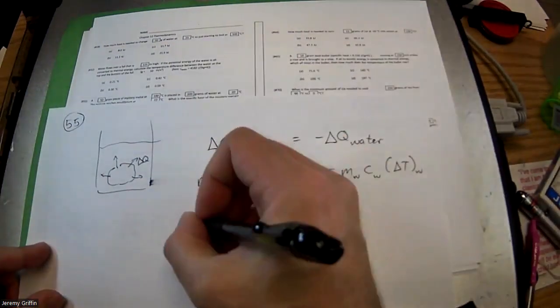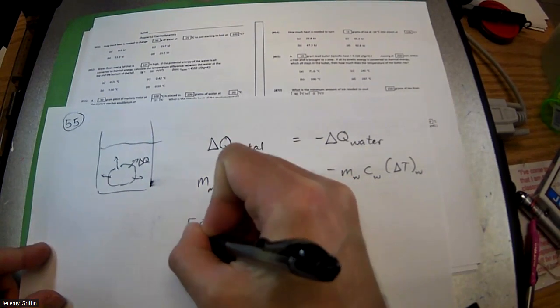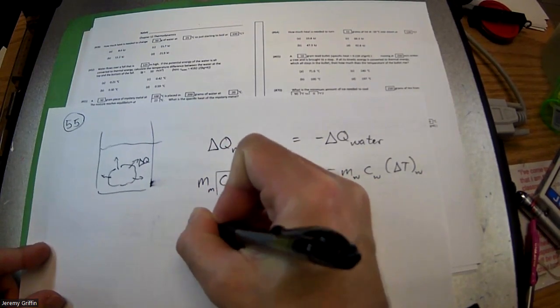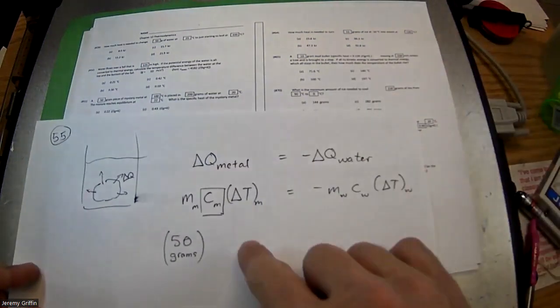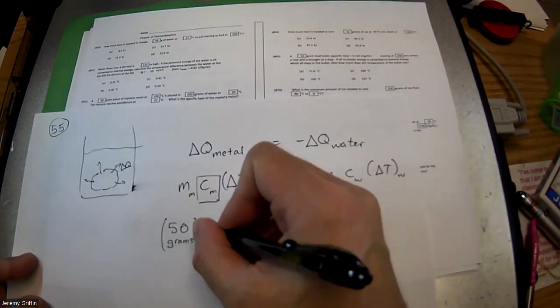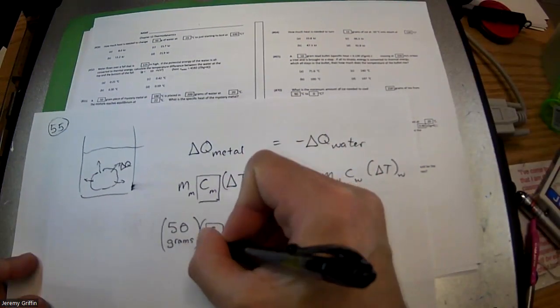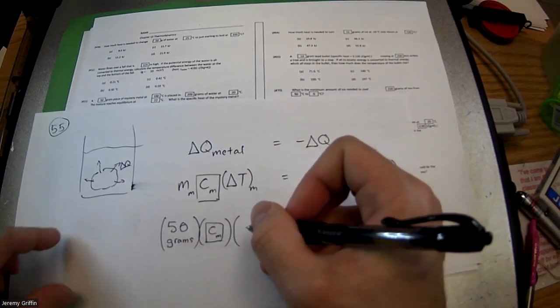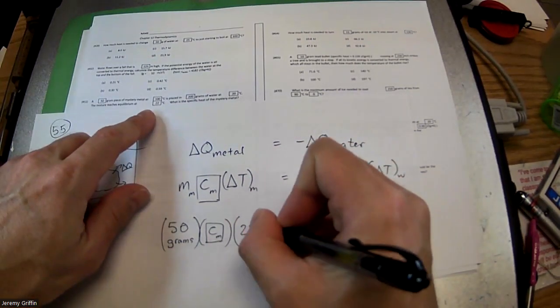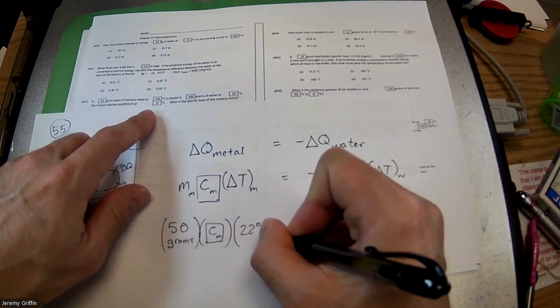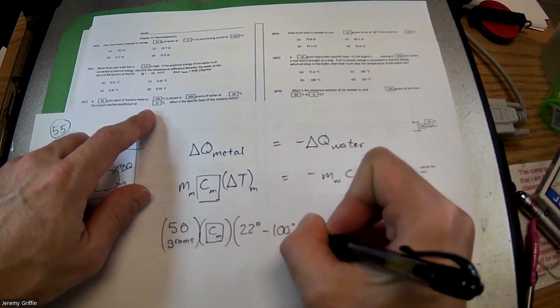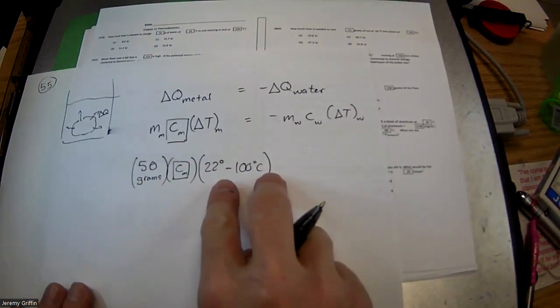So we got 50 grams of metal. Notice we're sticking in grams. Yesterday we did grams too, which we hardly ever do in this class, but I guess this week. We're solving for the specific heat of the metal, and we're going to 22 degrees from 100 degrees Celsius.